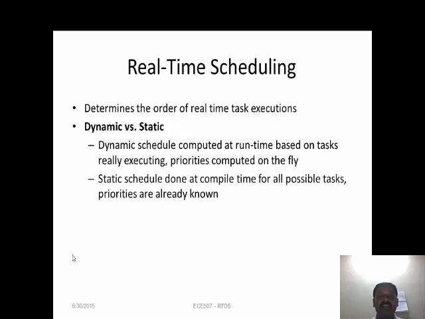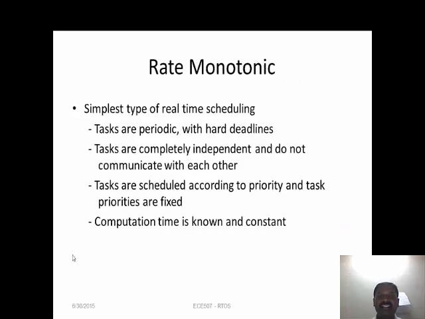Real-time scheduling can basically be dynamic or static in feature, which means that the events that are happening in the system can be dynamic or static. The scheduler can be dynamic or static. So let's take the classical example of a static scheduler. I call it the rate monotonic scheduling algorithm. The tasks are periodic here with hard deadlines. Tasks are completely independent and do not communicate with each other. Tasks are scheduled according to the priorities, and the priorities are fixed. That's what we call a static scheduling algorithm.